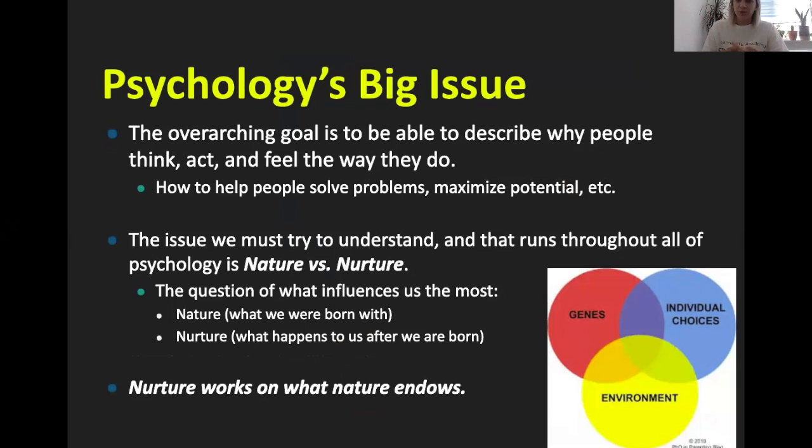Now, psychologists, for the most part, agree that nurture works on what nature endows, meaning that you're genetically predisposed to act, think, feel certain ways, and nature impacts how those traits come out or not.